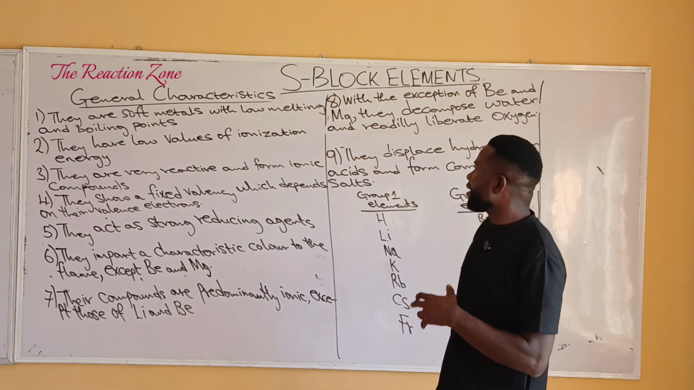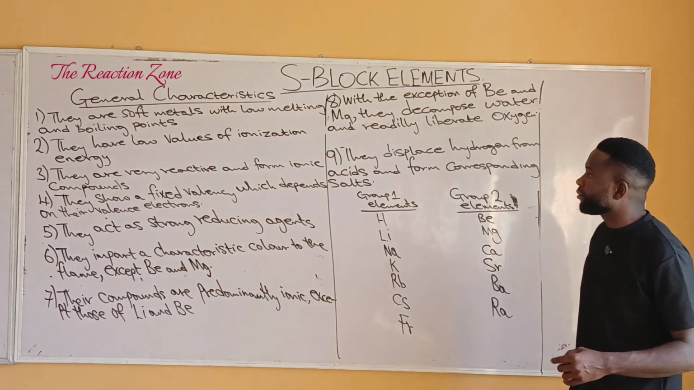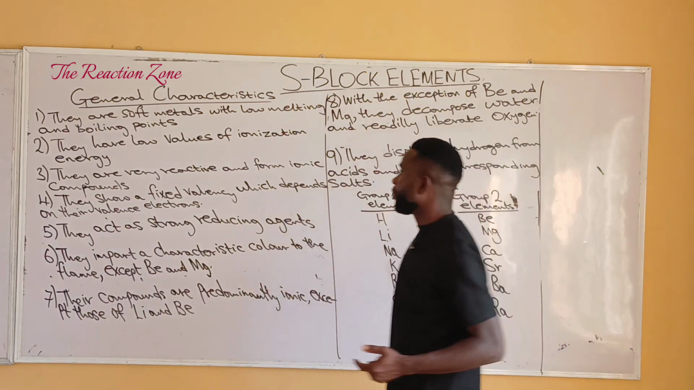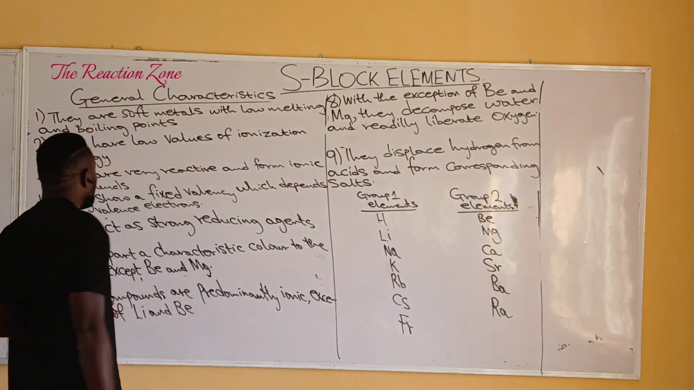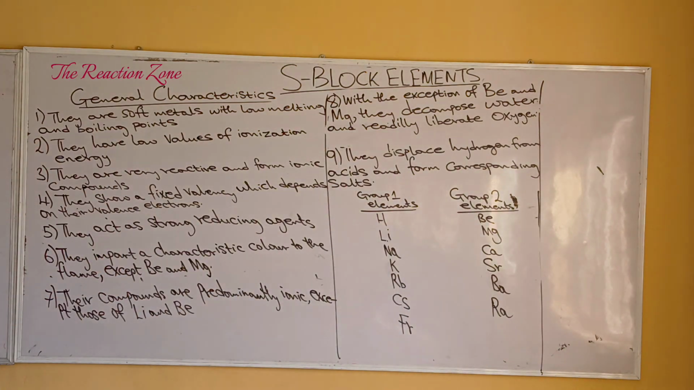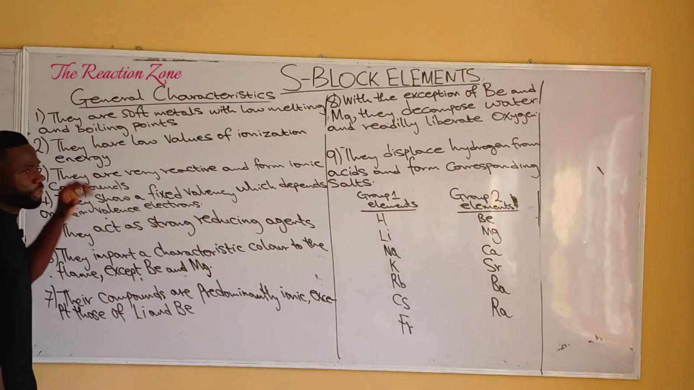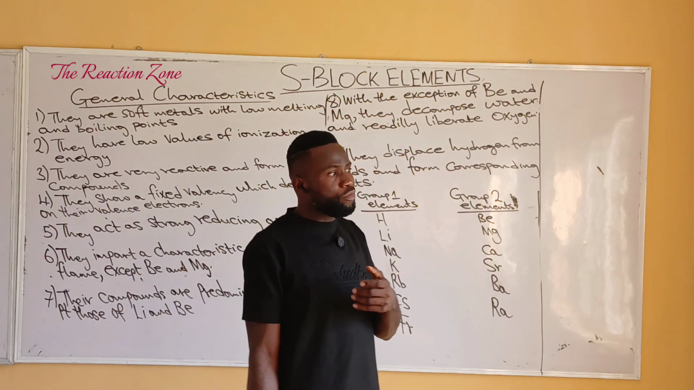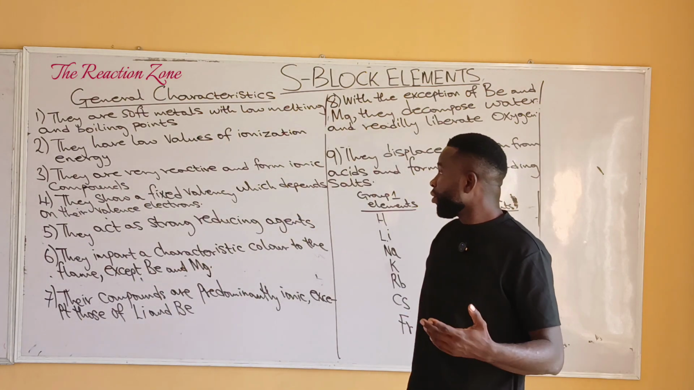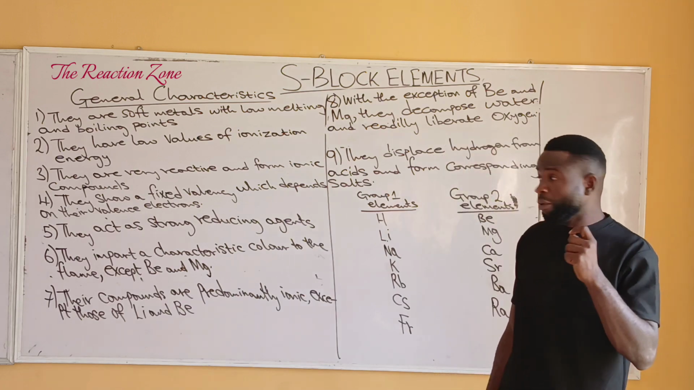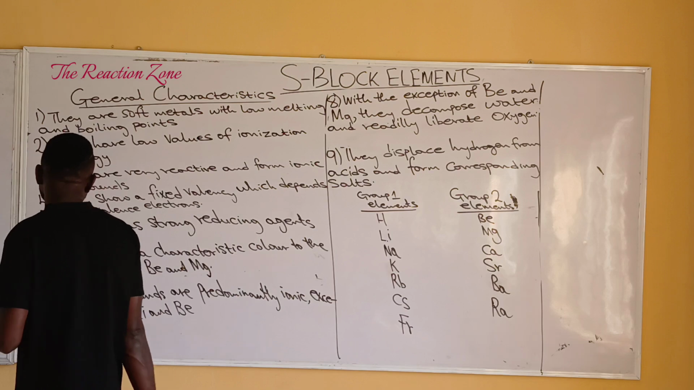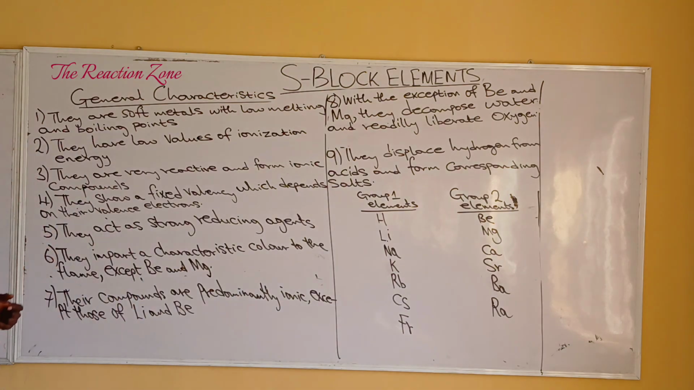So let us look at the general characteristics of S-block elements and offer explanations where necessary. The first one is that they are soft metals with low melting and boiling points. The second one, they have low values of ionization energy, meaning that the amount of energy required to remove an electron from atoms of these elements is small. The third one is that they are very reactive and form ionic compounds.